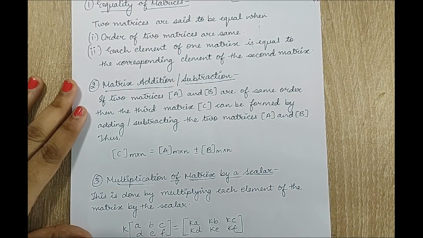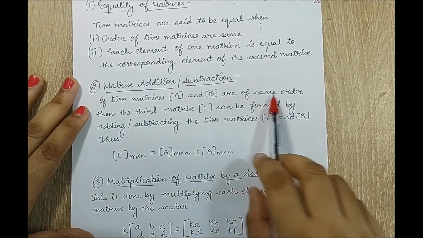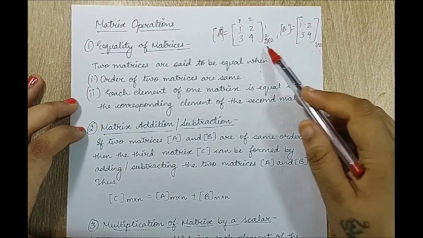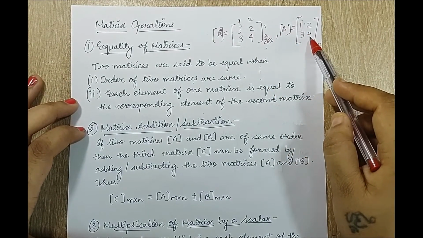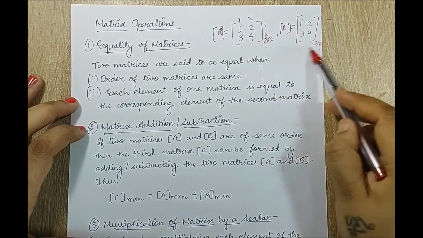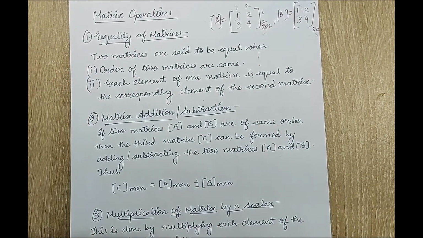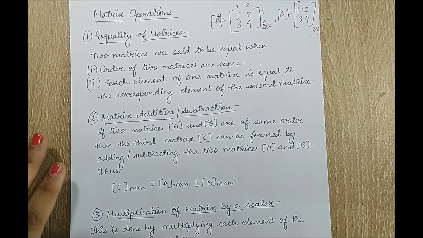Next we have matrix addition or subtraction. You can add two matrices A and B only if they are of the same order. Like I just wrote 2 by 2, 2 by 2. So this order has to be the same. The elements need not be equal in both of them, but they have to be of the same order. Only then you can add or subtract two matrices. I think you have already studied this in mathematics, so I'm not taking up more examples on this.